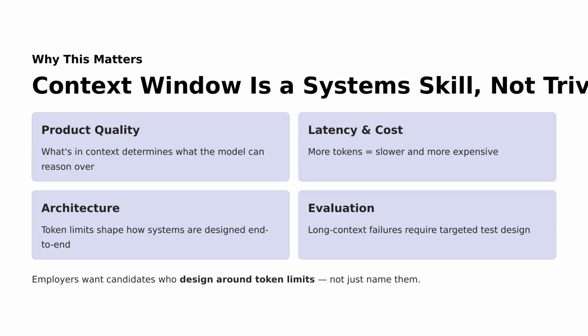Why does this matter? Because context window isn't just a spec to memorize, it's a systems skill. It affects product quality by defining what the model can actually reason over. It impacts latency and cost, since more tokens mean slower, more expensive calls. It also shapes architecture and evaluation, because long context systems need careful design and targeted testing. That's why employers value people who can design around token limits, not just quote them.